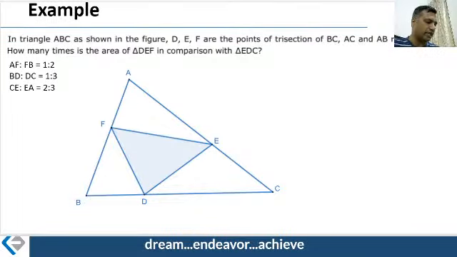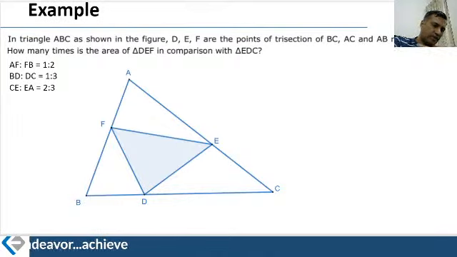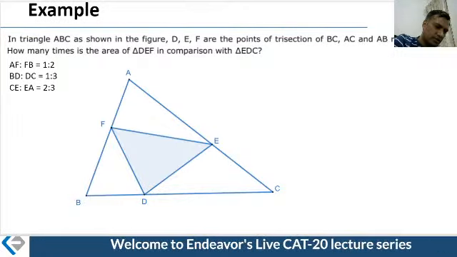All right, here we go. In triangle ABC, as shown in this figure, D, E, F are points on BC, AC, and AB. Trisection can be a wrong word. Solid points on BC, AC, and AB. That's it. No trisection there. All right, that's a mistake.